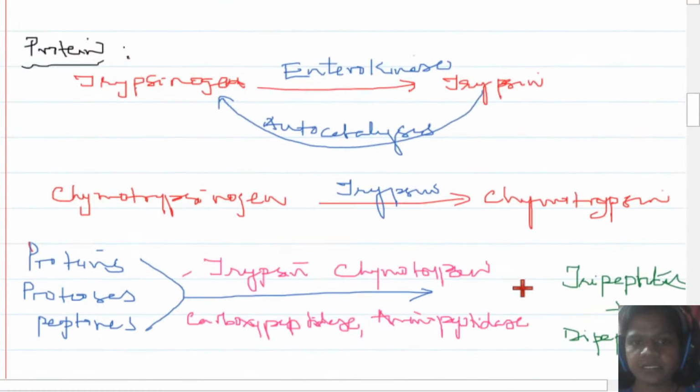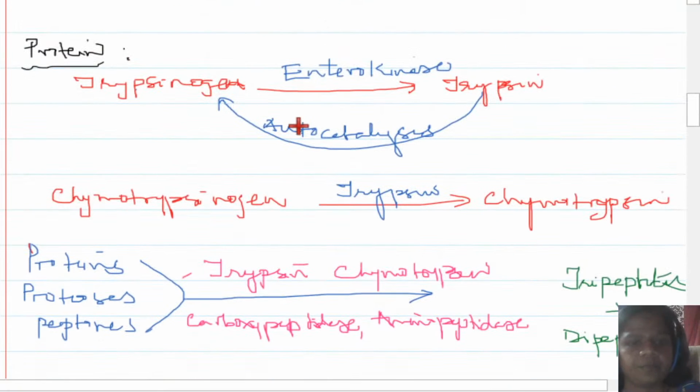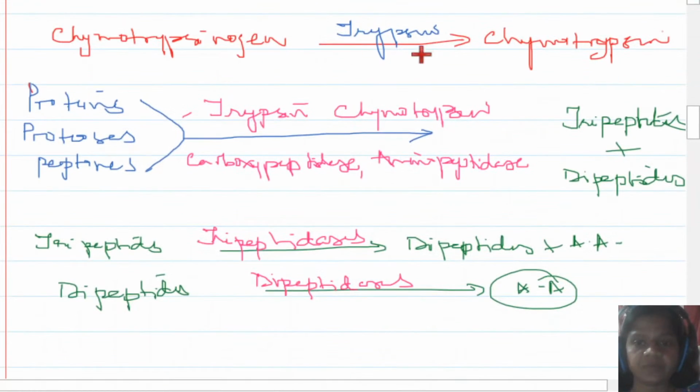So to go over it again, pancreatic juice consists of inactive enzymes called trypsinogen and chymotrypsinogen. The trypsinogen first is converted to trypsin by enterokinase. Once the trypsin is produced, this autocatalyzes itself to produce more trypsin, and this again converts trypsinogen into active trypsin, and chymotrypsinogen to active chymotrypsin.